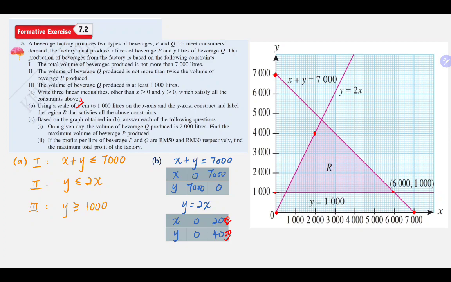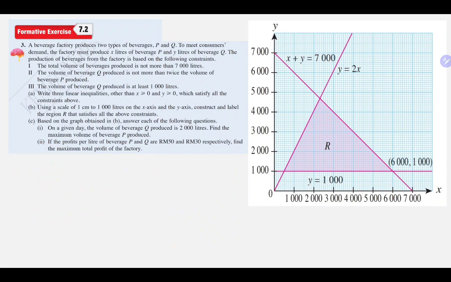Then we need to shade the region R. Look for the A. When x plus y is less than or equal to 7,000, for the line x plus y equals 7,000, I want the lower region of the straight line. Number 2, y less than or equal to 2x. So for y equals 2x, I want the lower region of this line. The third line, y greater than or equal to 1000. So for this line y equals 1000, I want the region on top, so that it covers all the y values that are greater than 1000. So this is our region R.